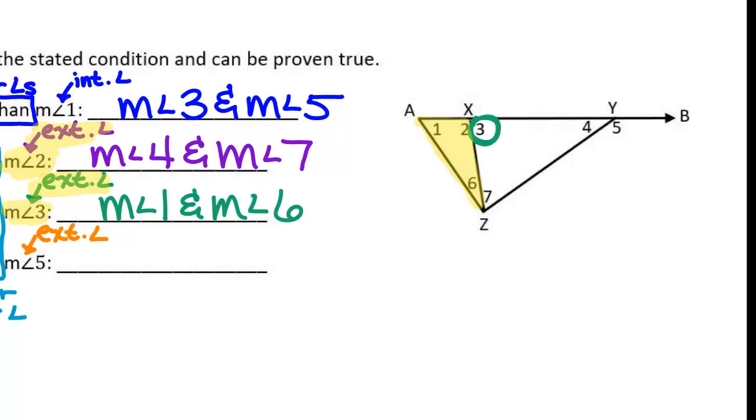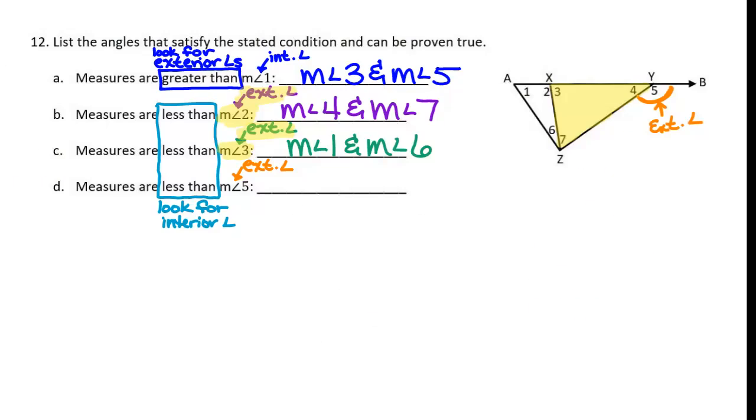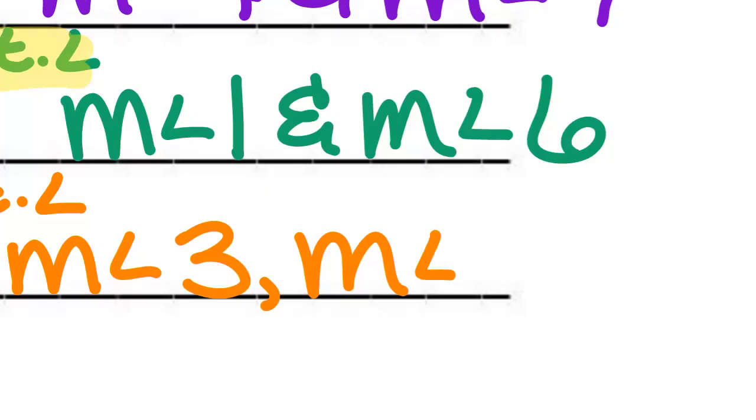All right, last one is angle 5. Angle 5 is out here. It's easy to see that he's an exterior angle. He is exterior to 2 different triangles. Let's look at the smaller one first. He is outside of this triangle right here. What are the remote interior angles that would correspond to angle 5 in this yellow triangle? 3 and 7. So the measure of angle 3, the measure of angle 7.